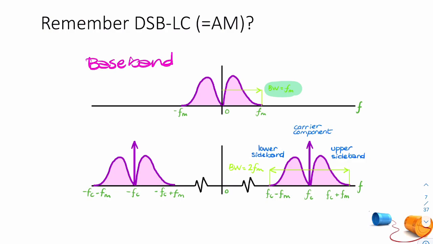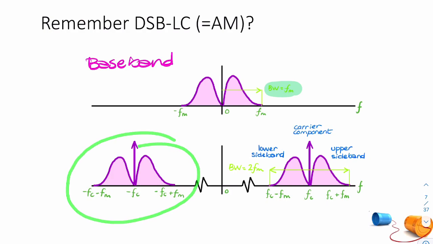After modulation, we now have three important components. We have a carrier component, that's this here at FC. We have an upper sideband, that's this here. And we have a lower sideband, that's this here. So these three components together form AM, or DSB with a large carrier.